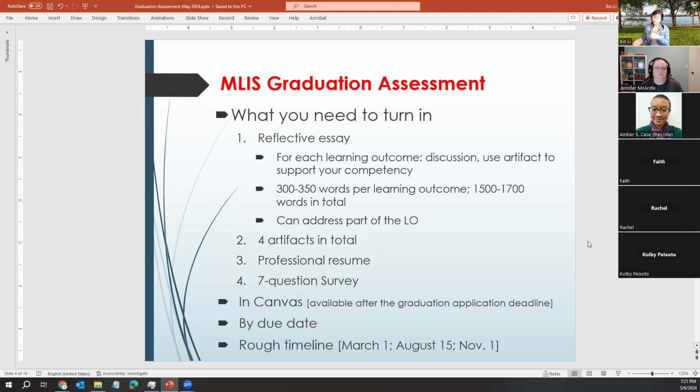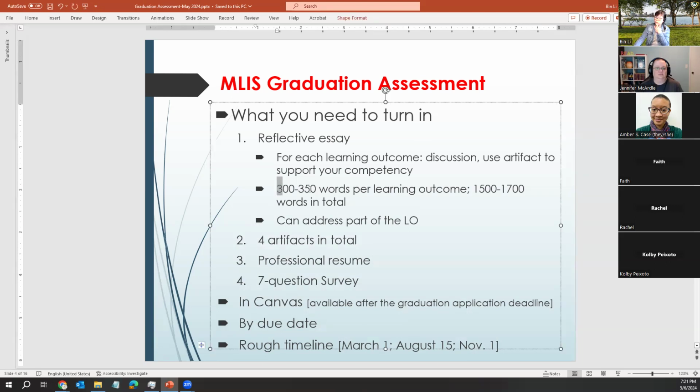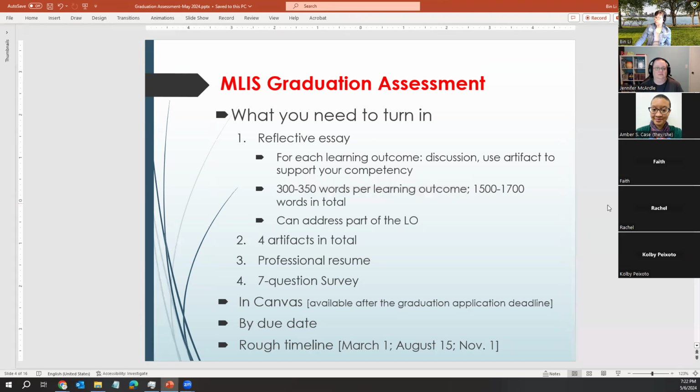About the word total, it's 300 words per learning outcome, and then you also have the opening and the introduction. You also need to talk about your professional philosophy at the end, and those would be included as well. Many students go over a little bit.